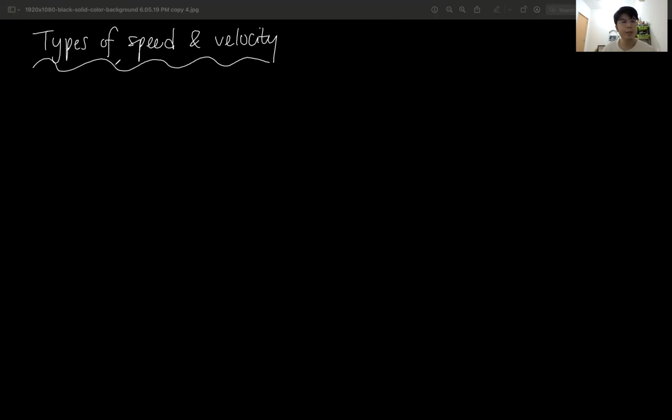So, in this section, types of speed and velocity. It applies for both speed and velocity. So for example, if I say average speed, it can also apply for average velocity. Okay, so average speed or velocity. So the first type is average. What is the meaning of average? Average.